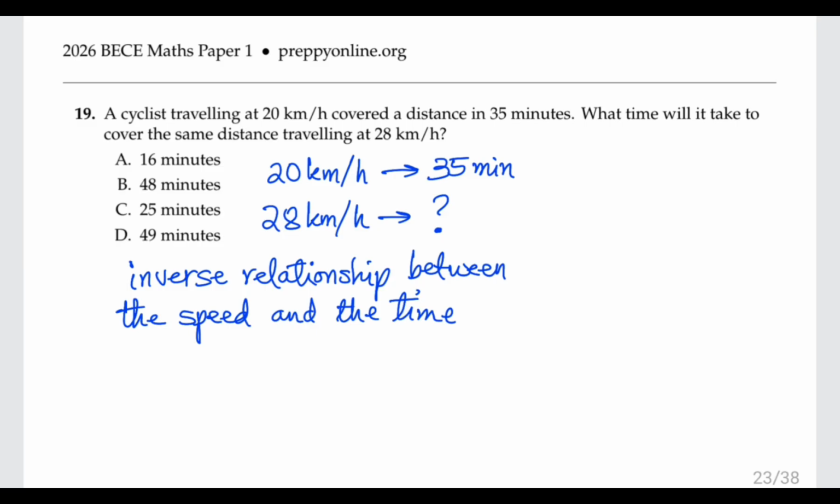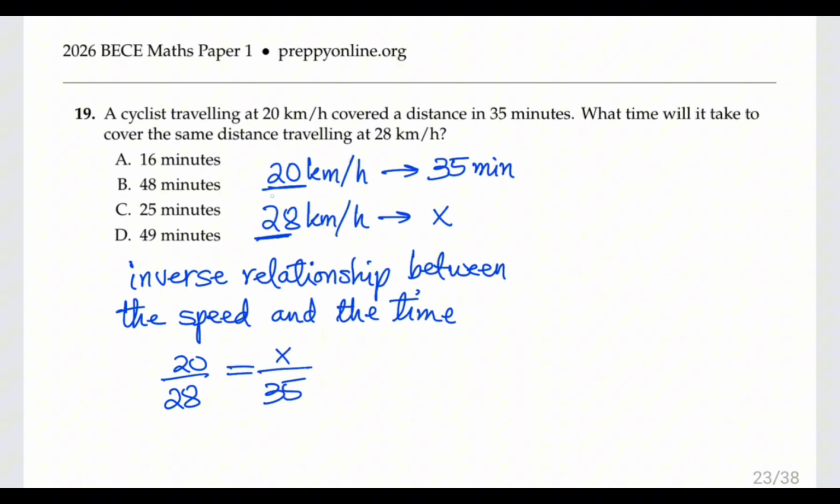So when his speed is high or fast, he uses less time. And when his speed is slow, he uses more time. What that means is that if we call this number x, then we can write this proportion. We can say that 20 over 28 is equal to x over 35.